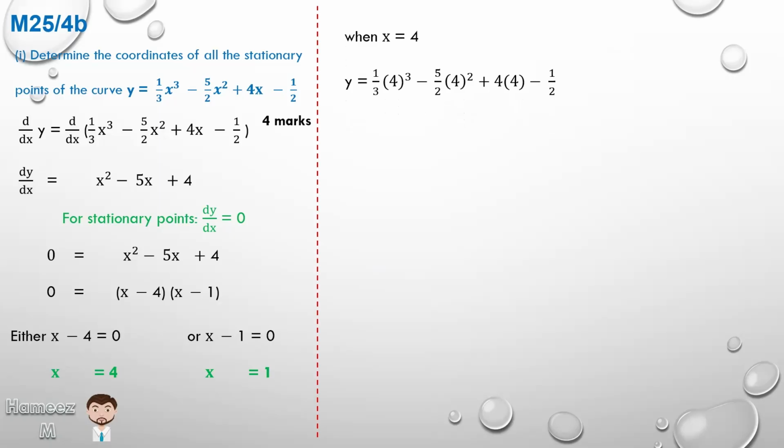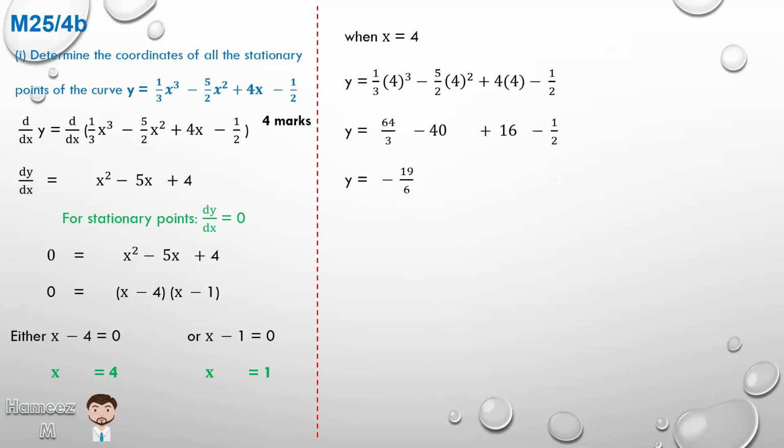4 cubed is 64, so 64 over 3. Minus 4 squared is 16. 2 into 16 is 8. 8 fives are 40, so it's minus 40. Plus 4 fours are 16. Minus 40 plus 16 is minus 24. Minus a half. And that simplifies, so y is equal to minus 19/6. I prefer that my students write it as fractions, even if it's improper, rather than trying to convert it to decimals and then having to round off, because this will be minus 3.1666 recurring.